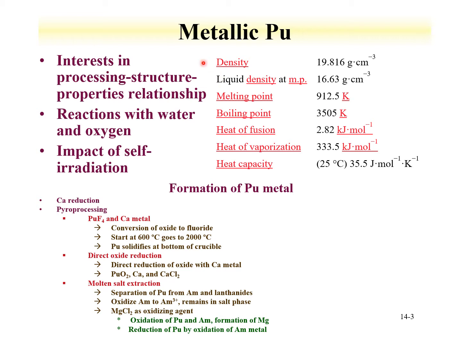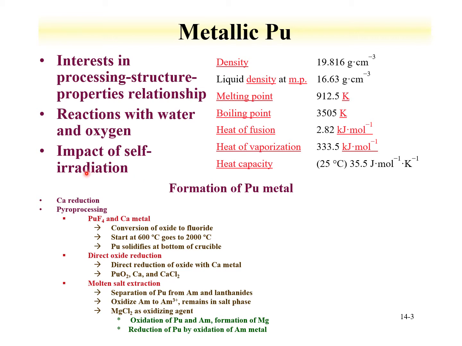There's strong interest in metallic plutonium related to how it's made, the processing, the relationship between the structure that's produced and the resulting properties. So this relationship is important for understanding the behavior of plutonium metal. There's also large interest in the reactions of plutonium metal with water and oxygen due to formation of oxides. And there are also studies related to the impact of radiation. How does that influence the behavior of plutonium metal?